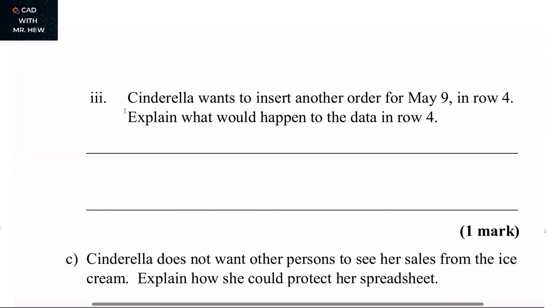Question. Cinderella wants to insert another order for May 9th in row 4. Explain what would happen to the data in row 4. And this question is worth 1 mark.